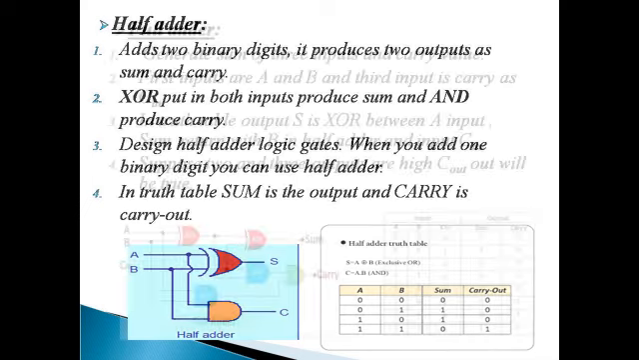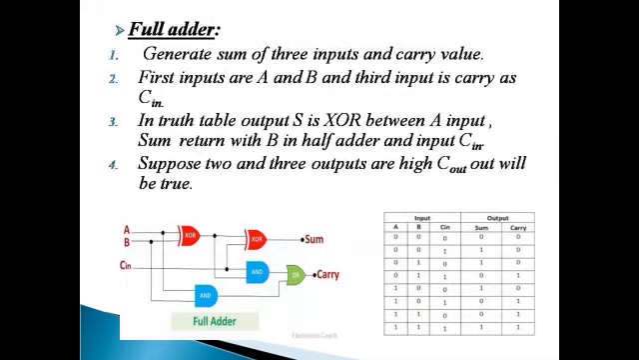Now we will look at the full adder. It generates the sum of 3 inputs and a carry value. The first inputs are A and B, just like the half adder, but the third input is carry in. Now point number 3. In the truth table, S is the XOR of input A with input B, as in half adder, and input sum in. Suppose 2 or 3 inputs are high, Cout will be true.